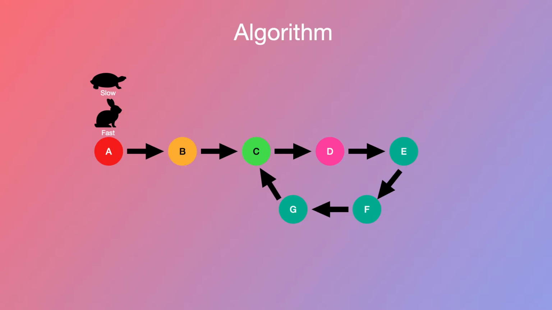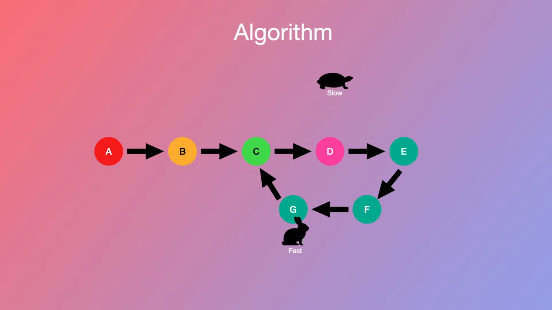So we have a fast pointer and a slow pointer. The fast pointer will move by two steps and the slow pointer will move by one step. Now the next of the fast pointer is not null, and the fast pointer is not null. So we will move the fast pointer again by two steps and the slow pointer will again move by one step. The fast pointer hasn't reached the end of the linked list, so we will move the fast pointer again by two steps and the slow pointer by one step.